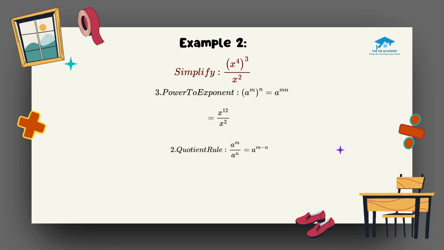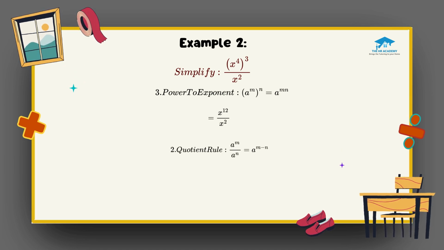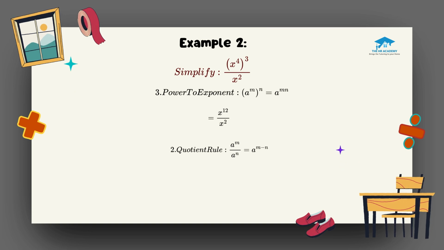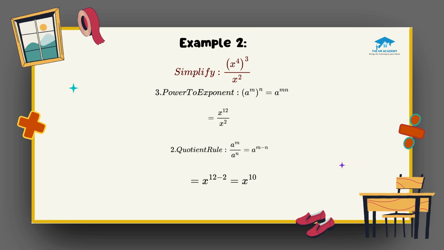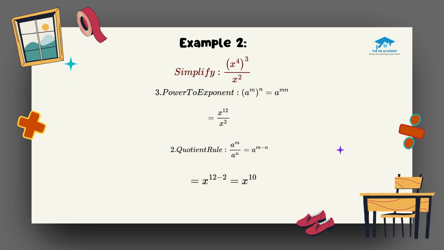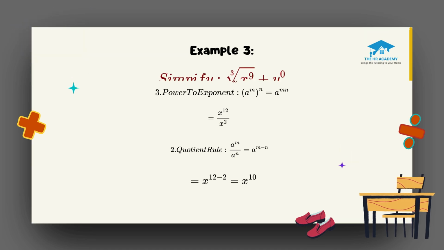It is not simplified fully yet. So now we use the quotient rule. It is basically sibling rivalry. When exponents share a base, they fight it out by subtracting. 12 minus 2 is 10. So the answer is x to the power of 10.